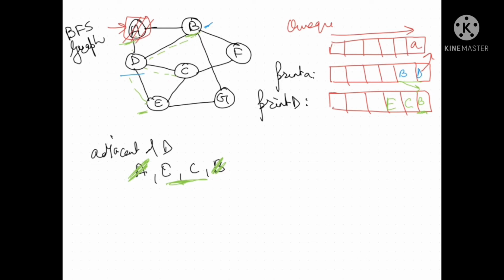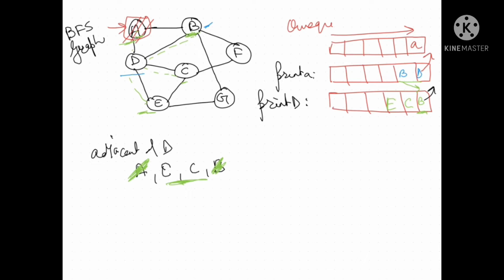Okay. So the exploring nodes of D were E, C, B and A. B you haven't written because A was already visited and B is already present in the queue. So we are left with E and C. Okay. Now what is the next step again?